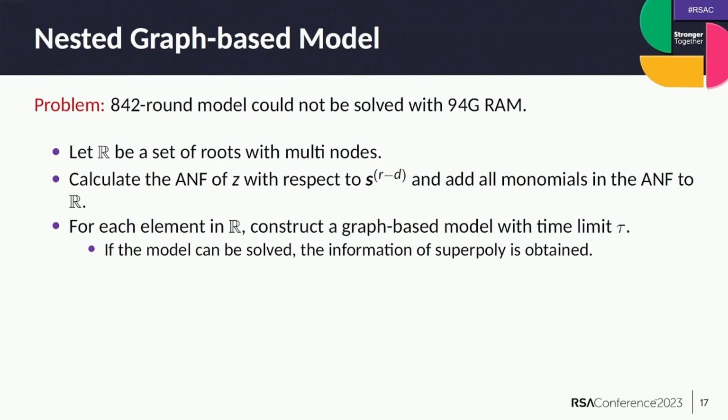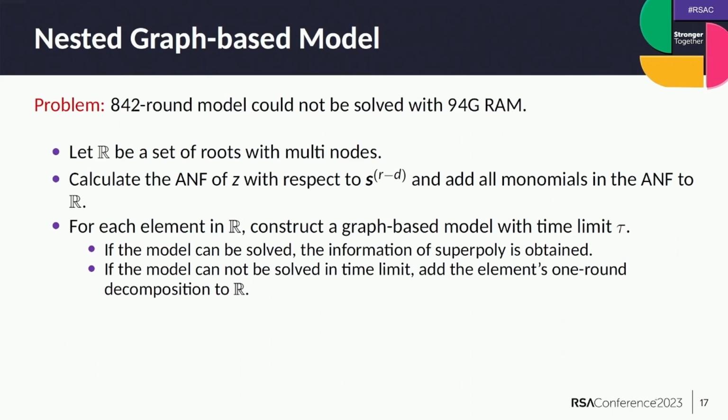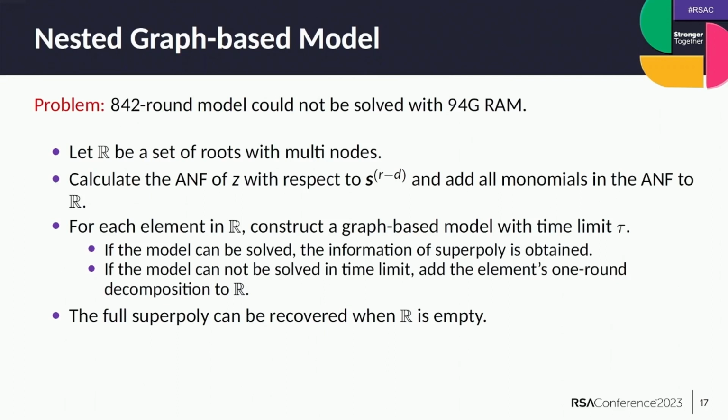If the model can be solved, the information of the superpoly is obtained. And if the model cannot be solved in the time limit, then add the elements' one round decomposition to R. The full superpoly can be recovered when R is empty. With this method, we improve the round to 843 with the limited memory.